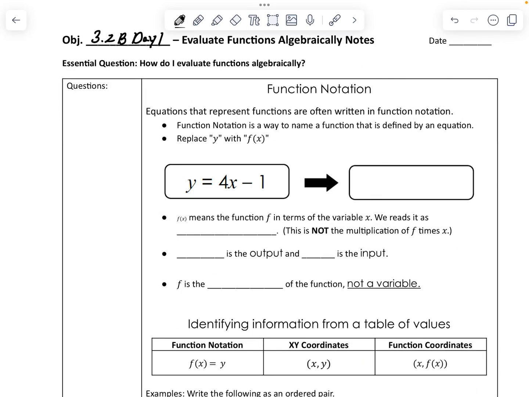Alright, so in this video, I'm going to cover 3.2b, Day 1, Evaluating Functions Algebraically. We're going to answer the essential question, how do I evaluate functions algebraically?